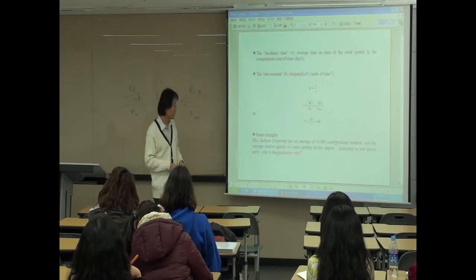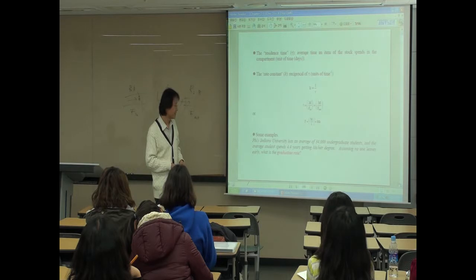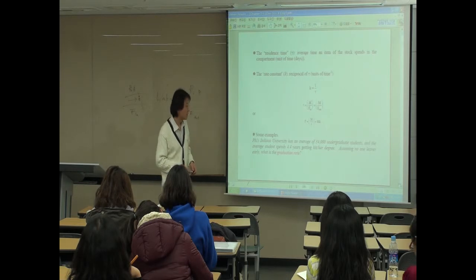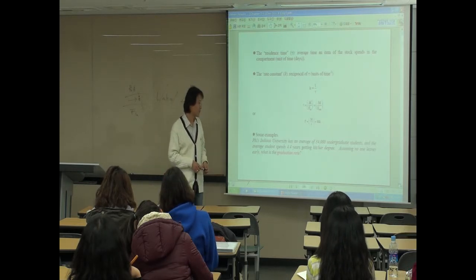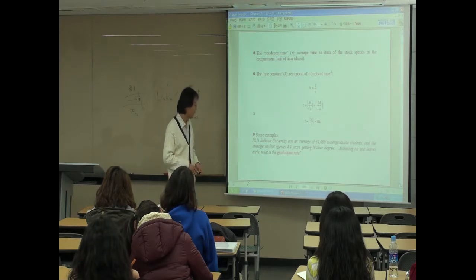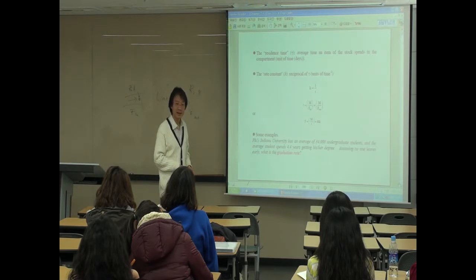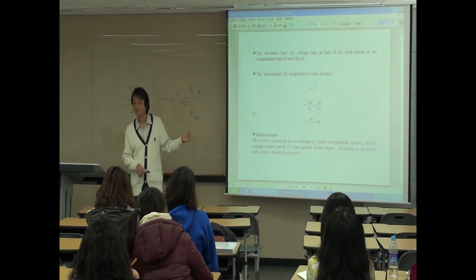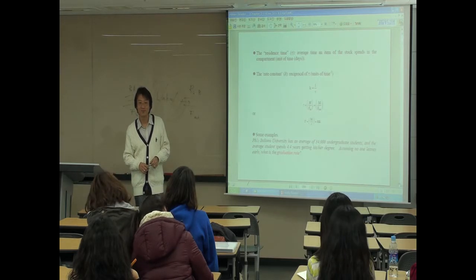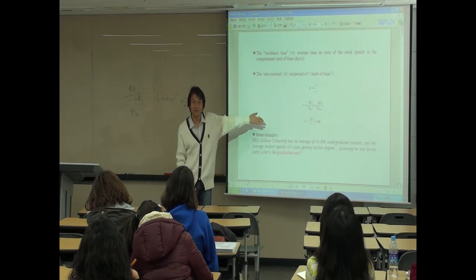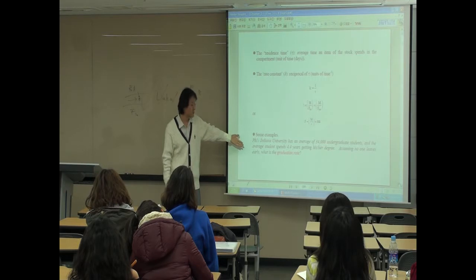Well, anyway, the problem is Indiana University, actually the university where Run Heights is, has an average of 34,000 undergraduate students, and the average student spends 4.4 years getting their degree. Assuming no one leaves early, what is the graduation rate at IU? So how can you solve this? Rate is stock divided by residence time, right?